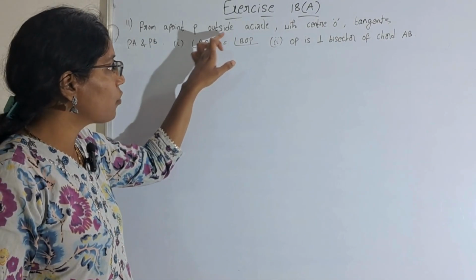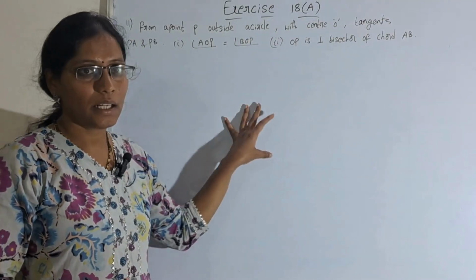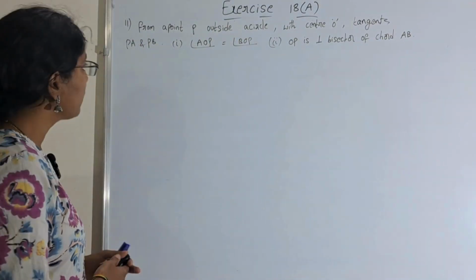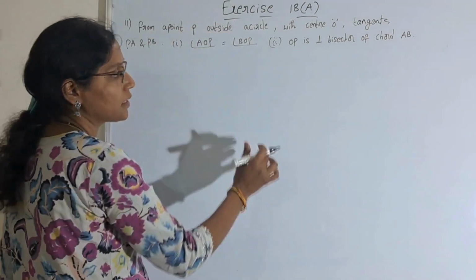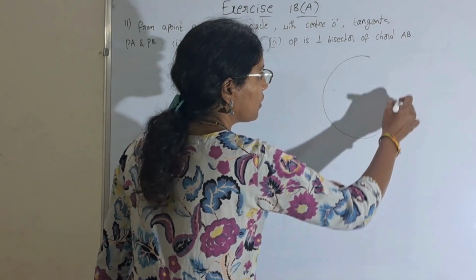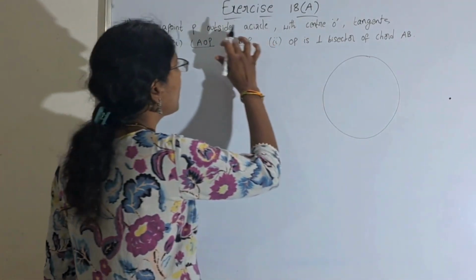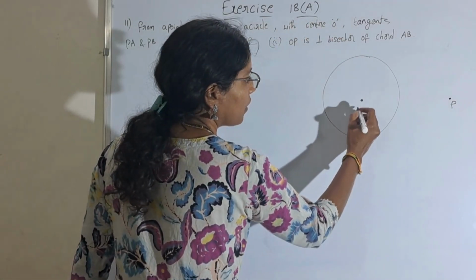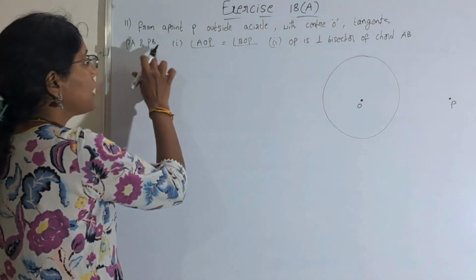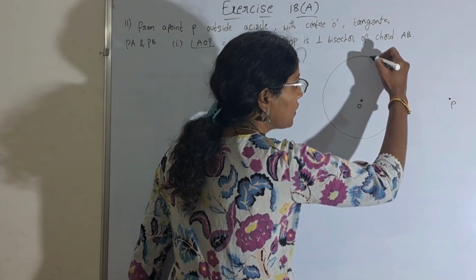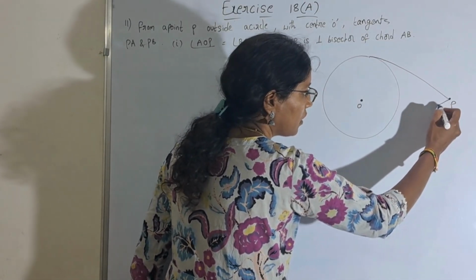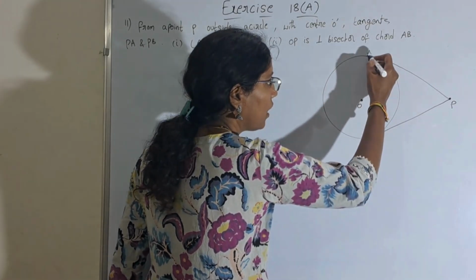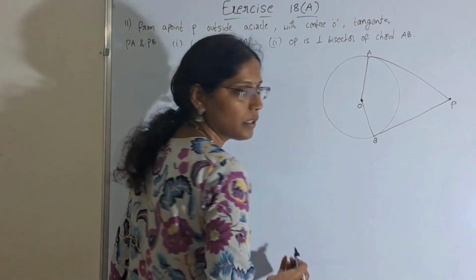Next, 11th question. From a point P outside a circle with center O. Here the diagram they didn't give. We have to use these conditions. First, point P outside the circle. Circle we have to draw. This is one circle. Outside, one point we have to take. That point is P. With center O. This is center O. Tangents PA and PB. Tangents means we have to draw from the circle to the point. This is A and this is B we have to take. And this is radius. This is also radius.